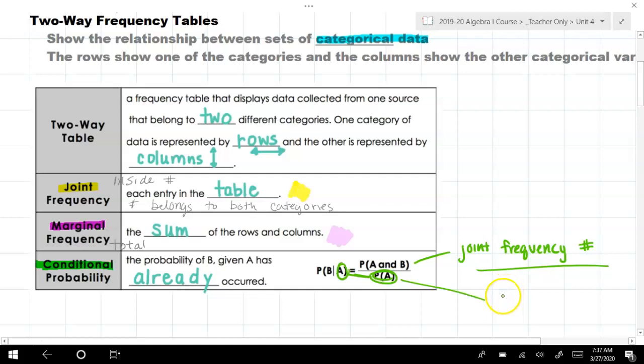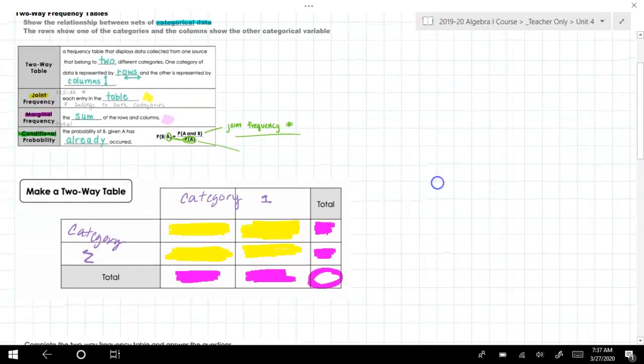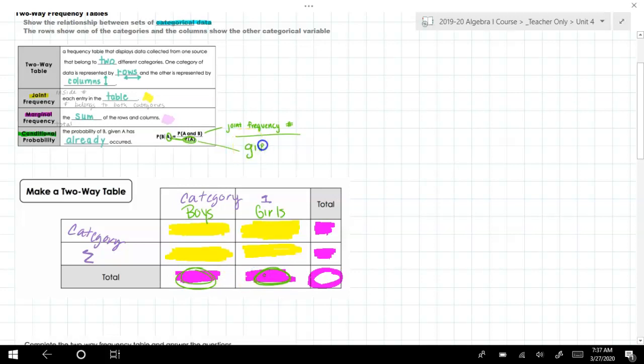So the given piece is, you're always going to be given one piece of data. You're going to know one thing. Say if these categories were boys and girls, we would know the total of one or the other. So you're dividing by the given amount, which is a total column.